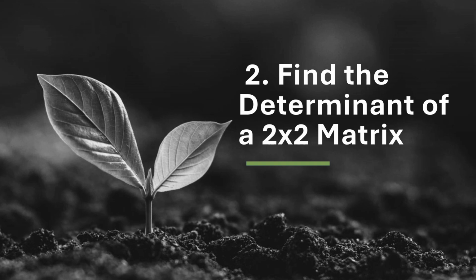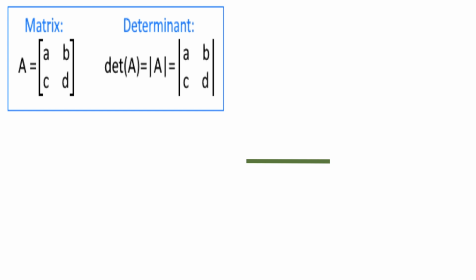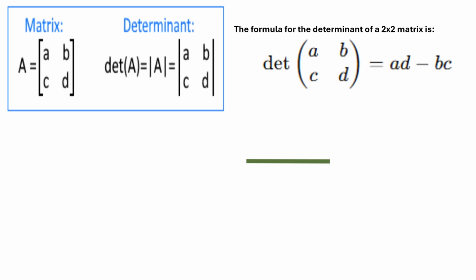Finding the determinant of a matrix. The determinant of a matrix can be written as det(A) or the absolute value of A. When they ask you to find a determinant, they will use either symbol. The formula for the determinant of a matrix is AD minus BC.